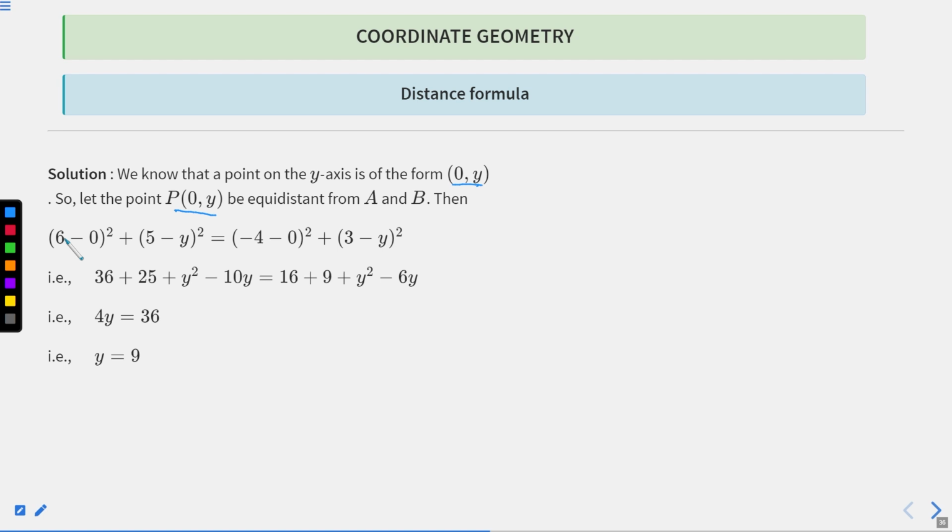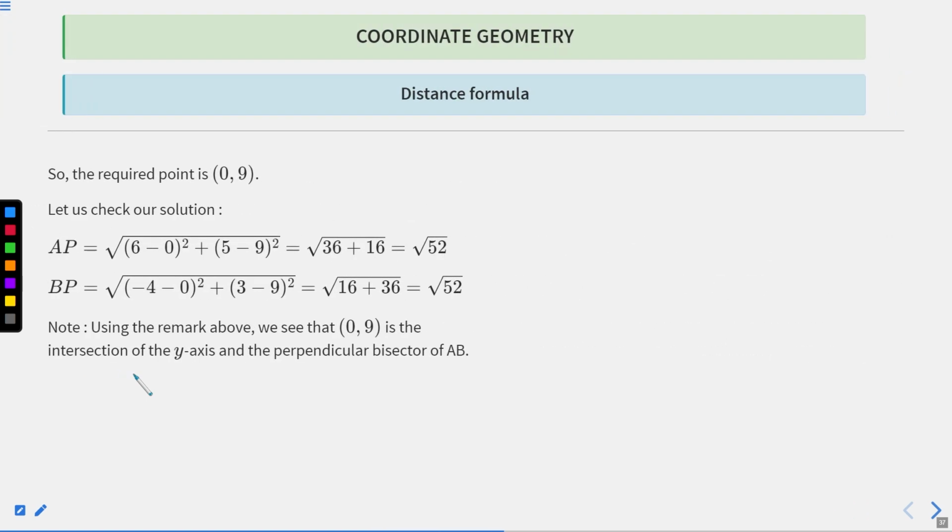Okay, and if we simplify this equation, then we get 36 plus 25 plus y square minus 10y. This is equal to 16 plus 9 plus y square minus 6y. And here if we simplify further, then we'll get this equation 4y is equal to 36. Okay, and that is y is equal to 9. So we get here the value of y is equal to 9. So the required point is 0, 9, and you can check.